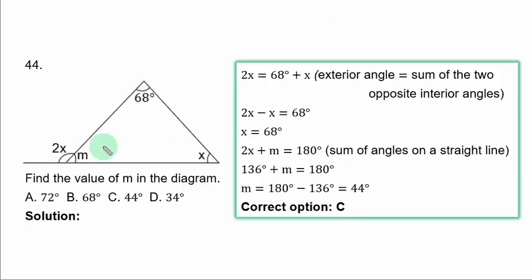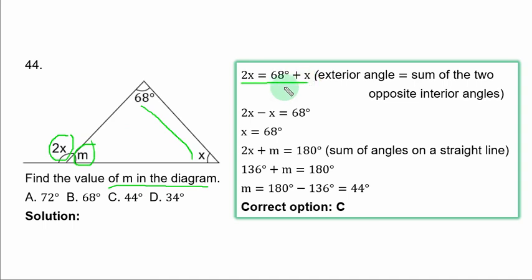Question 44. Find the value of M in the diagram. For us to get M, we need to get S first. Notice that this 2S is equal to the sum of 68 and S. That is, the exterior angle is equal to the sum of the two opposite interior angles. So 2S is equal to 68 degrees plus S.